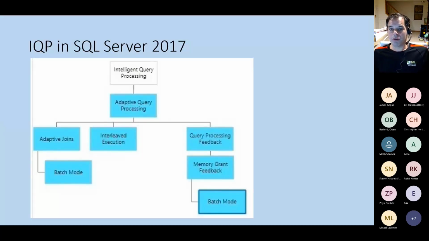Back in the beginning, intelligent query processing was simple. This is the chart of what it looked like. It had really only a handful of features, and they were almost all column store related. Adaptive joins and memory grant feedback were batch mode only, which at the time just meant there was no batch mode on row store. That meant column store. And interleaved execution was the only thing not column store, and that was really just the multi-statement table valued function optimization. So it was pretty simple. It was straightforward. There wasn't a whole lot going on. And if you weren't using column store, there probably was very little that impacted you in your workloads.